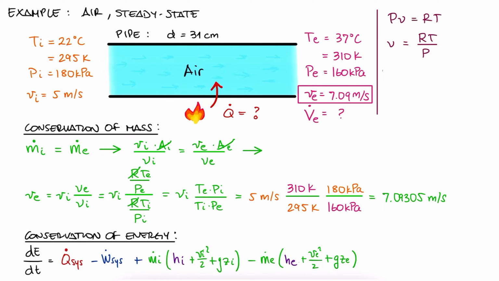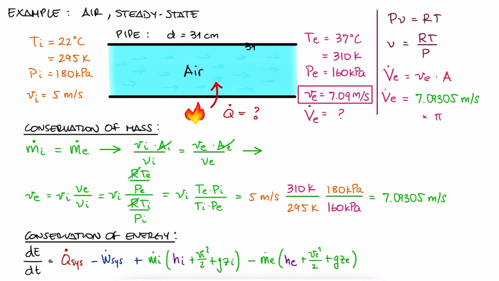As also established in our previous lecture, the volumetric flow rate is the velocity times the area. We substitute the velocity and we calculate the cross-section area of a circle of diameter 0.31 meters. This yields the volumetric flow rate we were looking for.